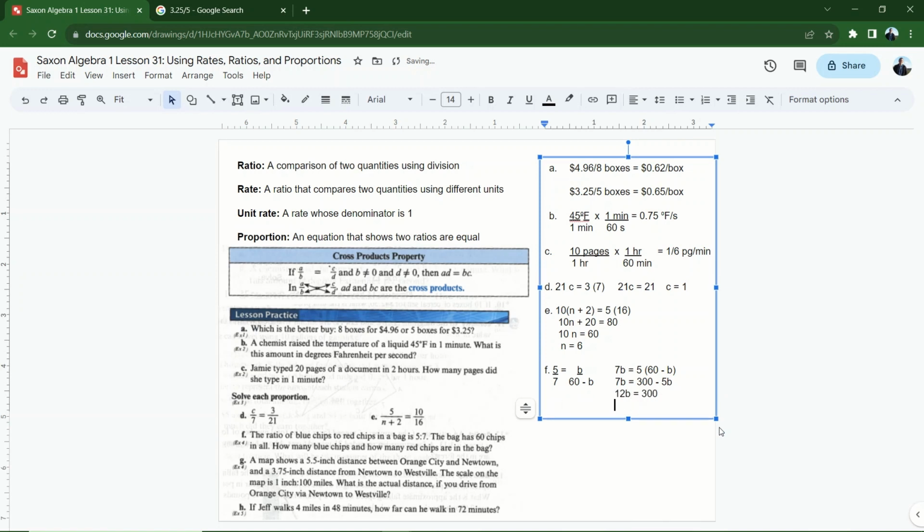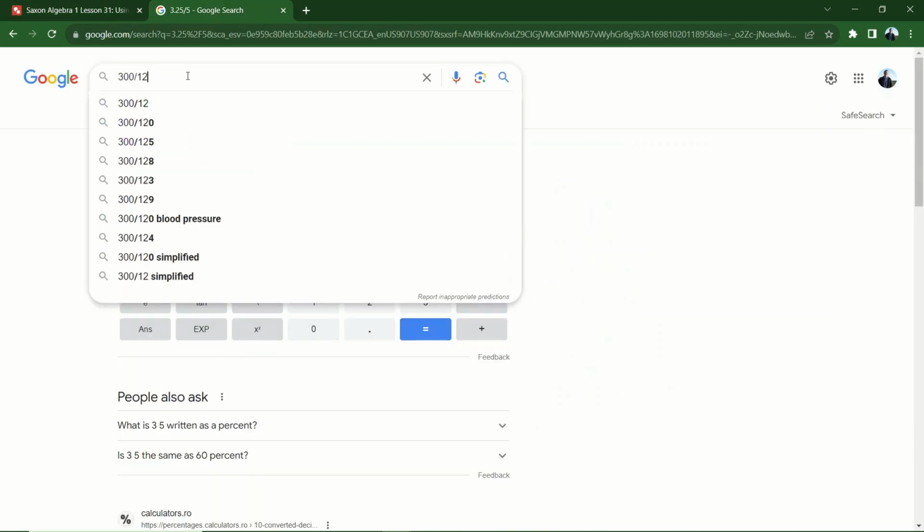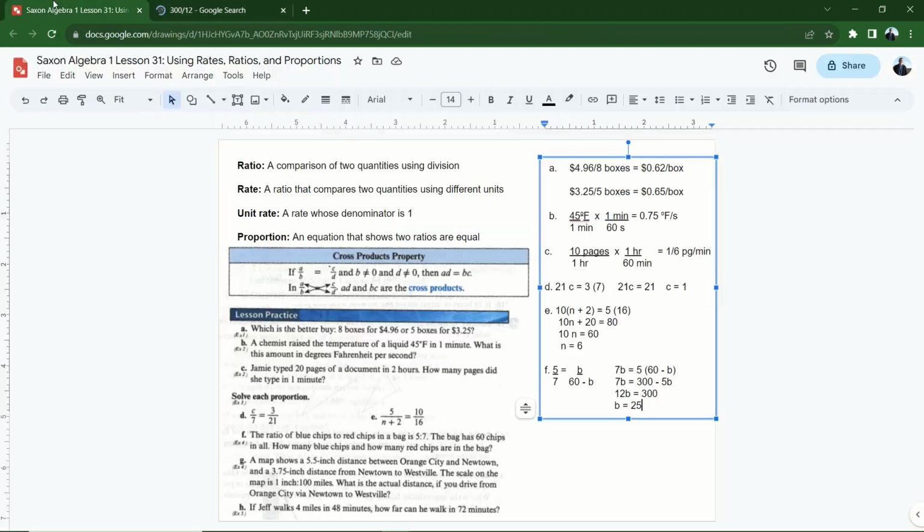And oh man, what's 300 divided by 12? 300 divided by, let's see, that's going to be, I think, 25? 25. So if I'm going to divide both sides by 12, I think I'm going to get 25. Let's just go back to my handy dandy calculator and double check that one. 300 divided by 12, 25. All right, we got it. That's F.